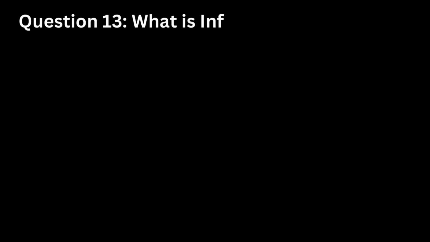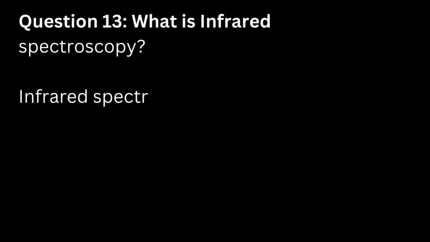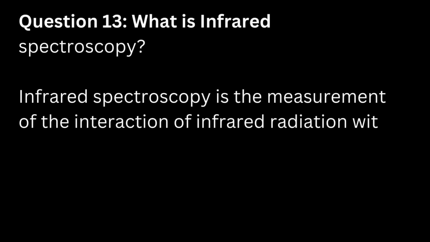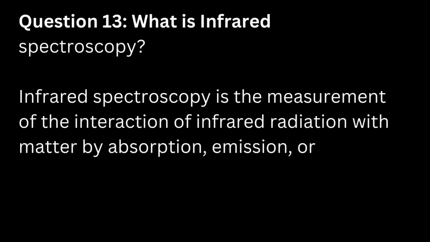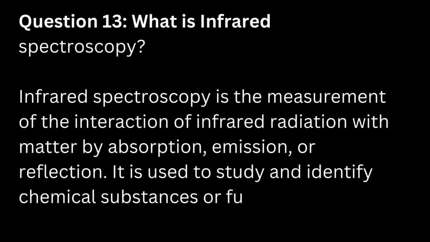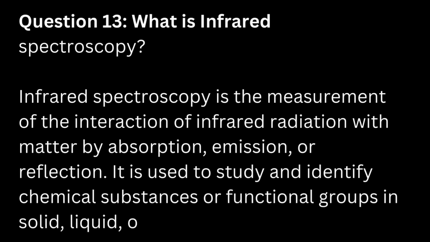Question 13, what is infrared spectroscopy? Infrared spectroscopy is the measurement of the interaction of infrared radiation with matter by absorption, emission, or reflection. It is used to study and identify chemical substances or functional groups in solid, liquid, or gaseous forms.